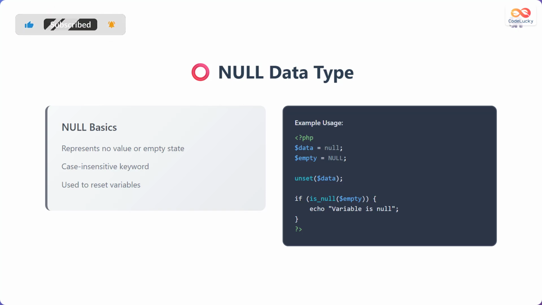Here's an example. We assign null to the variable data and null to the variable empty. We then use the unset function to remove the variable data altogether. The is_null function checks if the variable empty is null, and if so, it will print the message "variable is null."